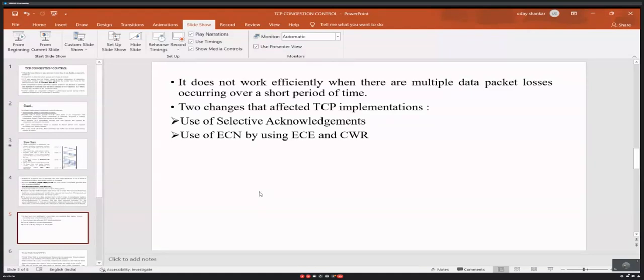Another mechanism is the use of ECN. ECN is nothing but explicit congestion notification.